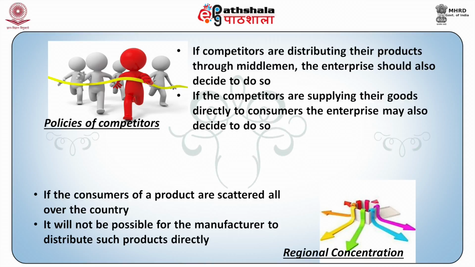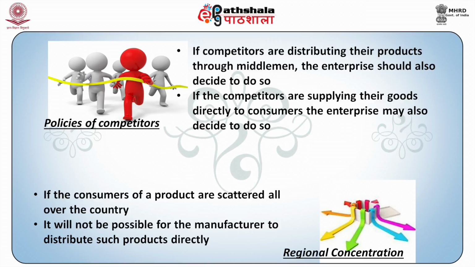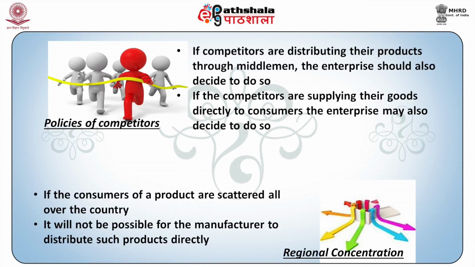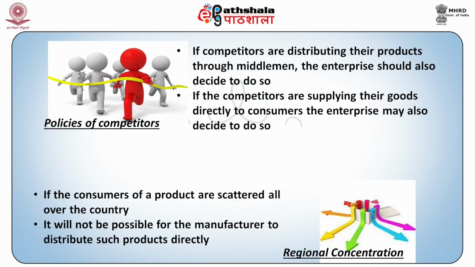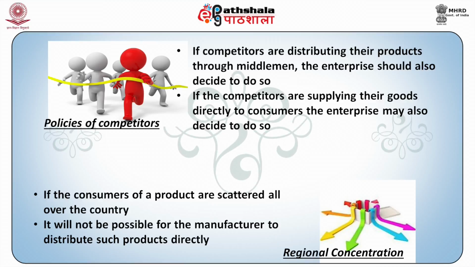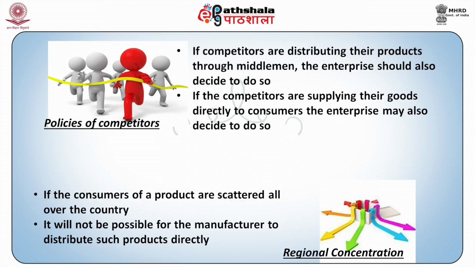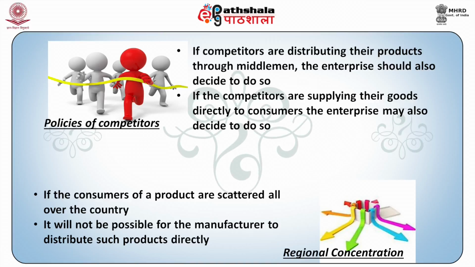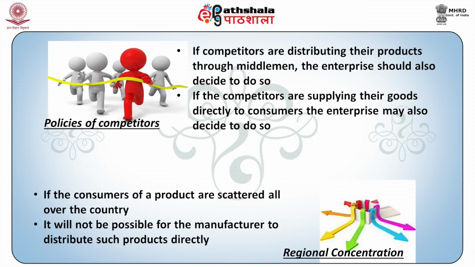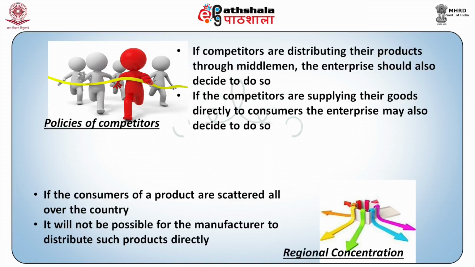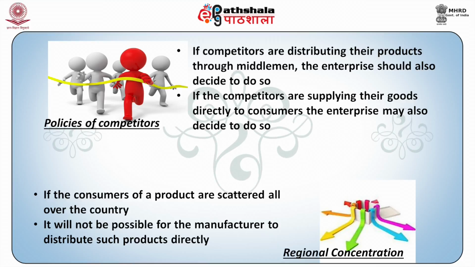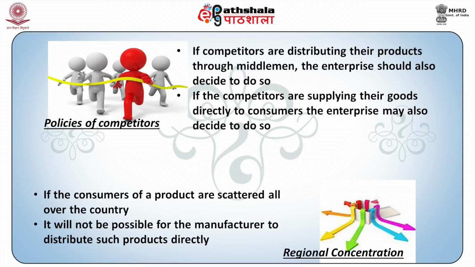Then there is regional concentration. If the consumers of a product are scattered all over the country, it will not be possible for the manufacturer to distribute such products directly. Therefore, it becomes necessary that such a product must be distributed through a longer channel of distribution. If on the other hand, the consumers of a product are scattered over a particular region, it can be supplied by the manufacturer himself, or it can be distributed through a short channel of distribution.